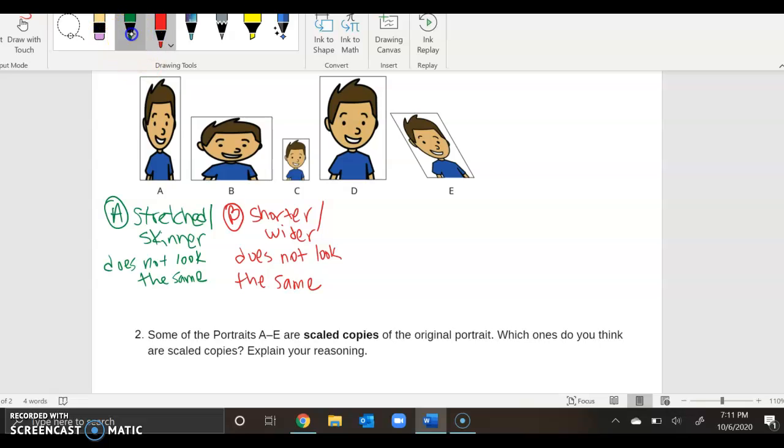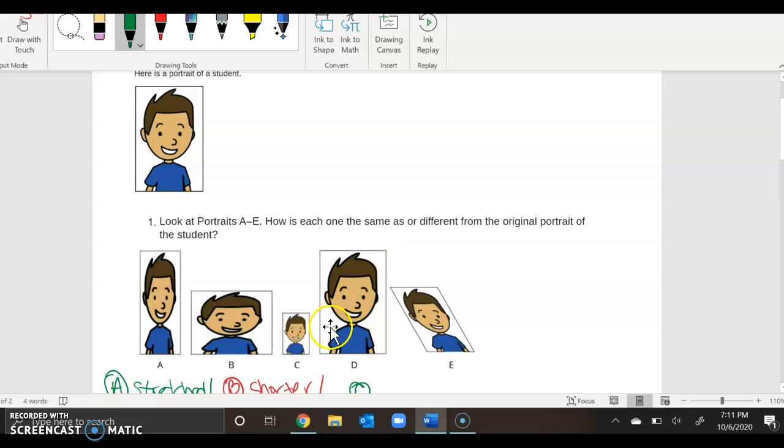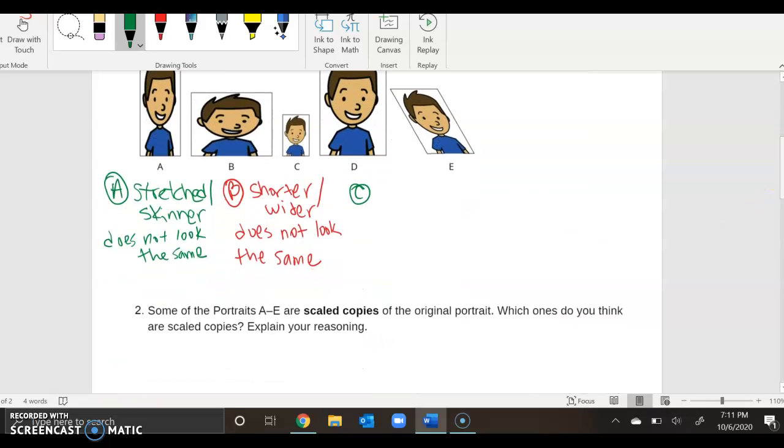Okay. C, little guy right here, C, compared to our original photo, he looks identical to the original photo, but it's just a lot smaller. Okay, so C is a lot smaller than the original. But we're going to say this one does look like the original.